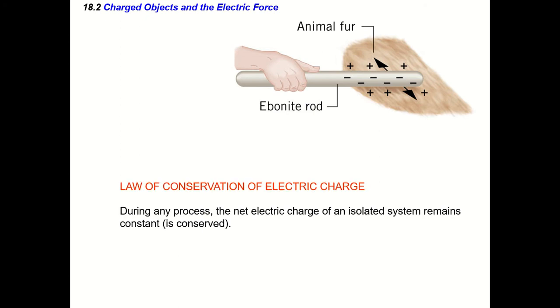So we have here the law of conservation of electric charge. During any process, the net electric charge of an isolated system remains constant. So it means the charge is conserved. It neither loses nor gains. So during any process, the net electric charge of an isolated system remains constant. So there will be no loss or no gain. So it remains constant.